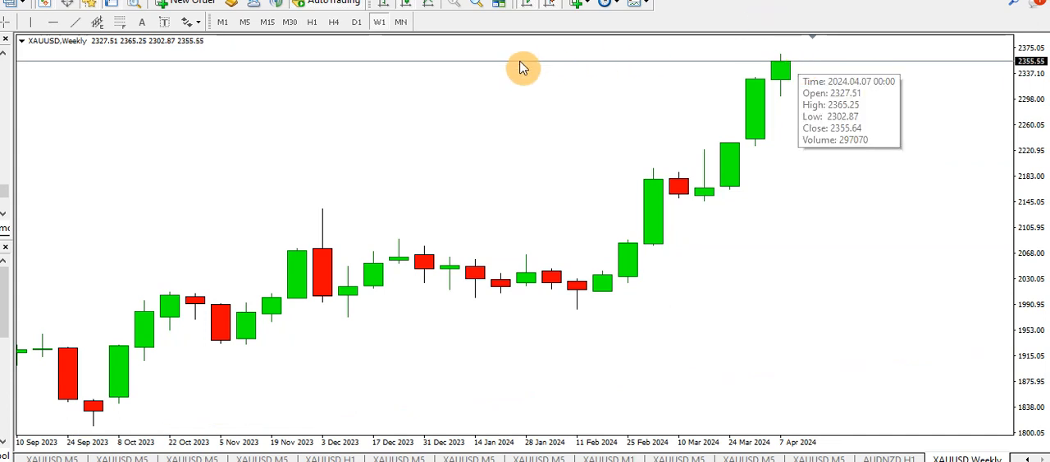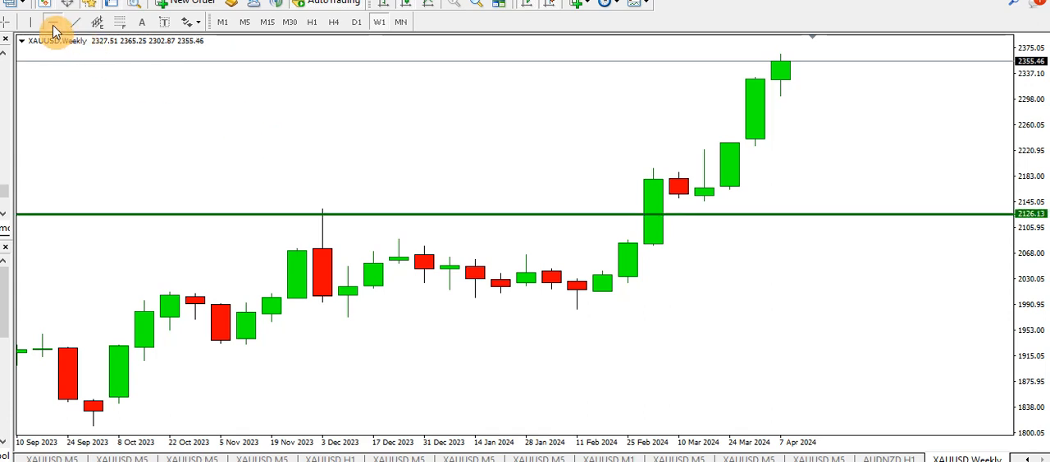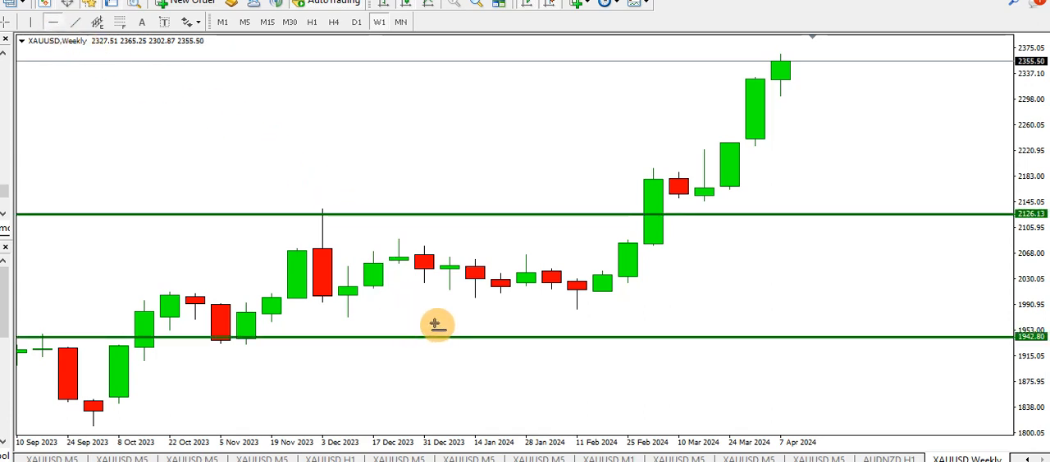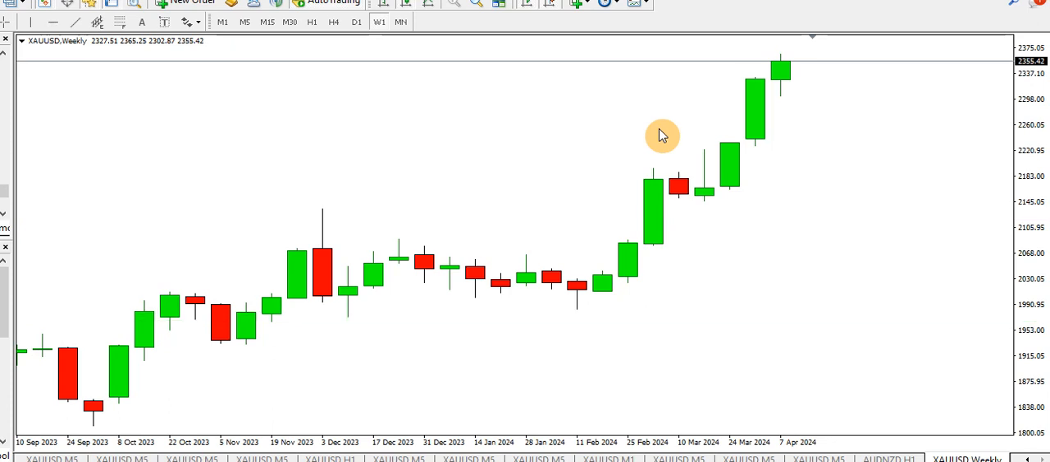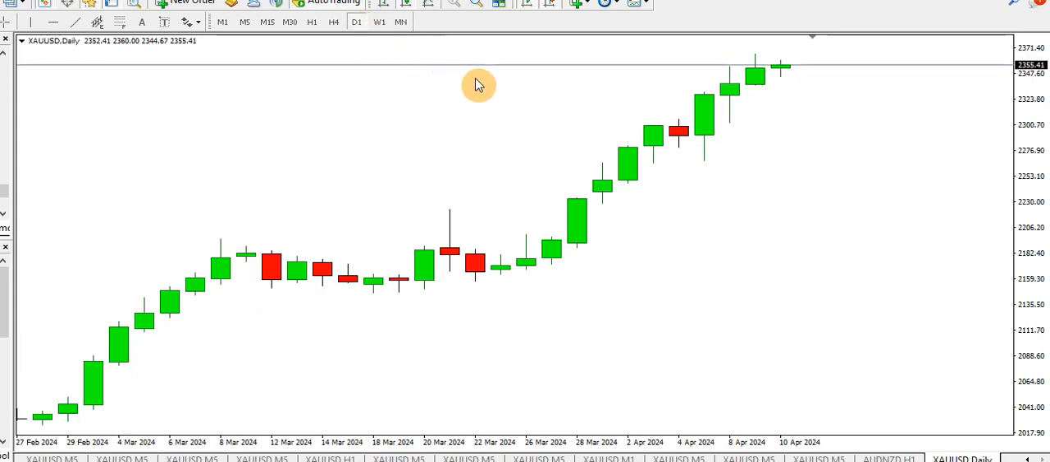Also on the weekly time frame, we can see this particular range that broke out. Look at the range, and let's see the breakout around here. Price attempted to retest the range top, and we can see how price continues to forge ahead and push upwards. So that's that for the weekly time frame, strongly bullish. On the daily time frame as well, strongly bullish.